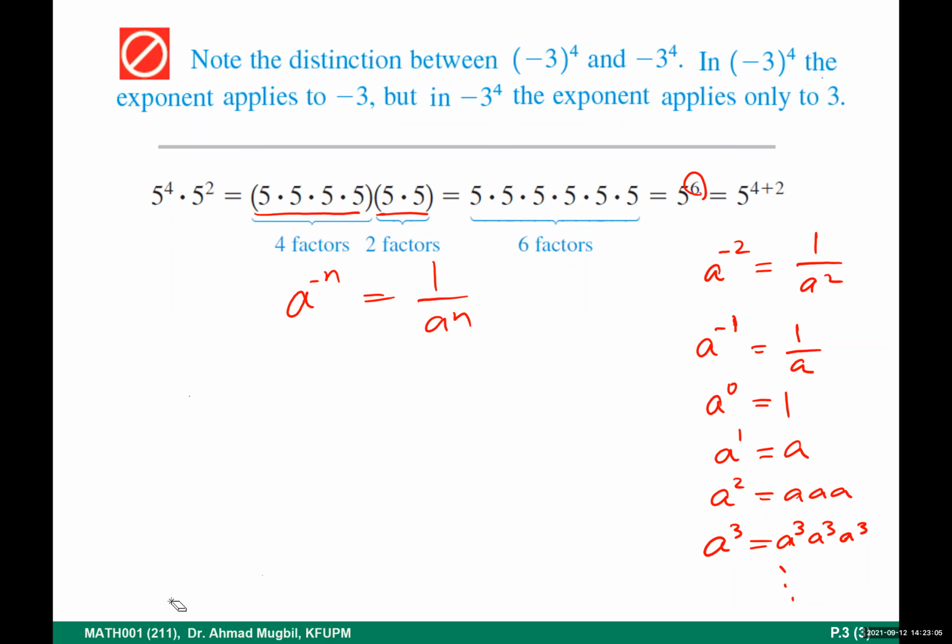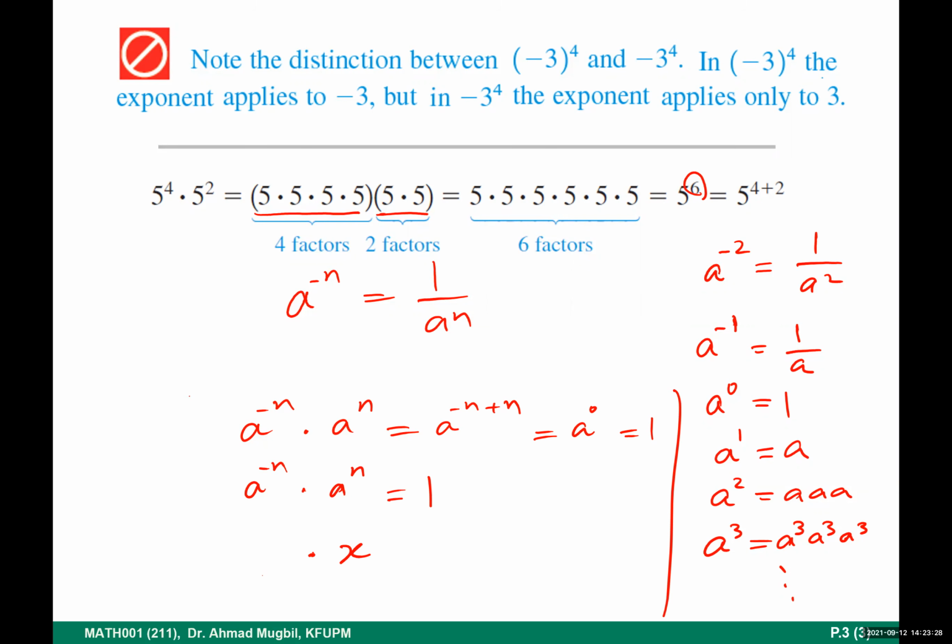If you use the same idea, let's say a to the power negative n times a to the power n. This is a to the power negative n plus n, which will be a to the power 0, which is what? 1. So this says that a to the power negative n times a to the power n equals 1. So when you have x times what?